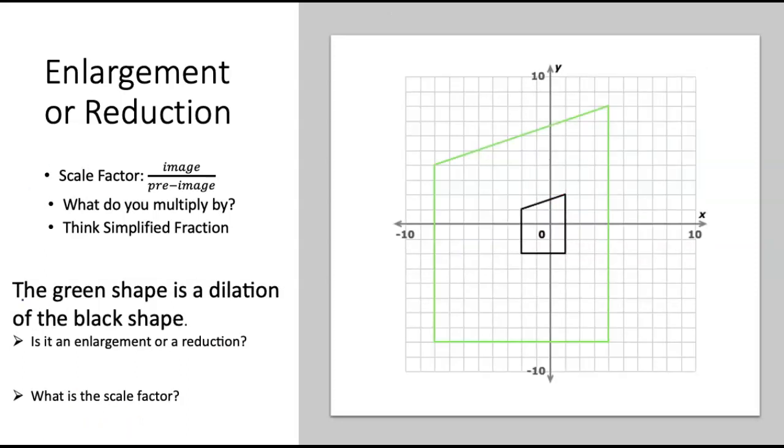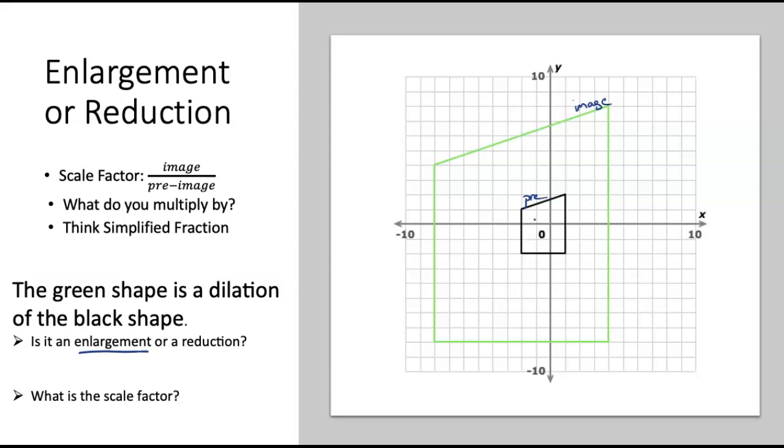Same thing, except now we have the green shape is a dilation of the black shape. So the black is still the pre, and the green is still the image, or the new. If I went from the black shape to the green shape, did it get larger or smaller? Definitely larger, that's an enlargement. So we need to figure out what this black shape was multiplied by to get to the green one. That's what a scale factor is, it's multiplication. And it's multiplication in a fraction form that we're going to simplify.